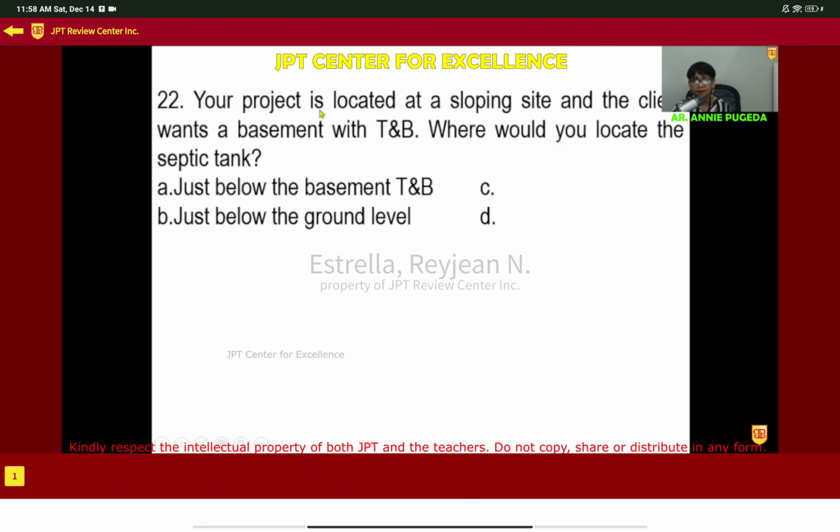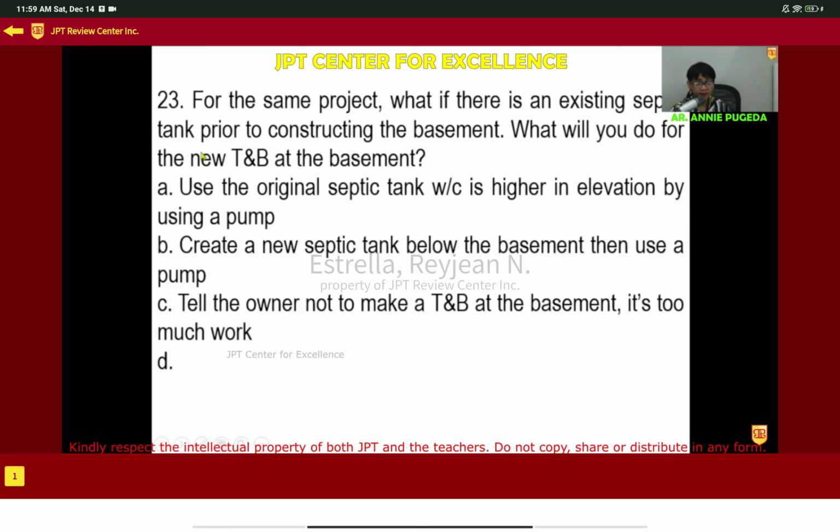So, project located sloping site, line once a basement with toilet and bath. Where would you locate the septic tank? So, syempre, nasa ilalim yan ng ground. Hindi nasa basement. Therefore, ayan. So, mahirap talaga. Ngayon, mapilit eh. What if there's an existing septic tank prior to the construction of the basement? What will you do for the new T&B at the basement? Okay? Again, panindigan mo yan. Huwag mo na isipin kung ano yung solusyon. May solusyon yan si sanitary engineer pero pagpilitan mo, not to make a toilet and bath at the basement, it is too much work. Okay?